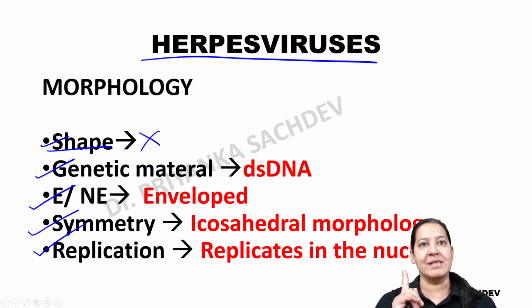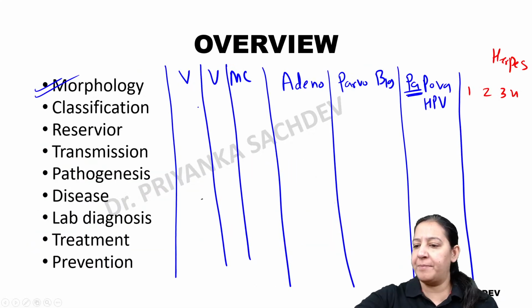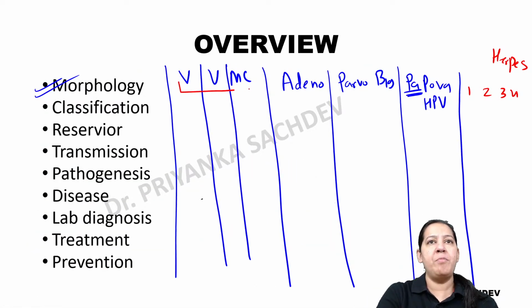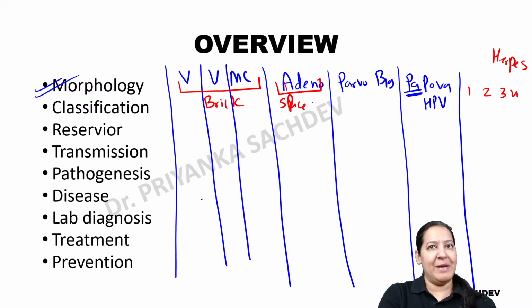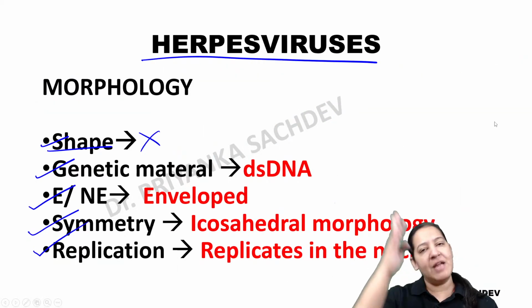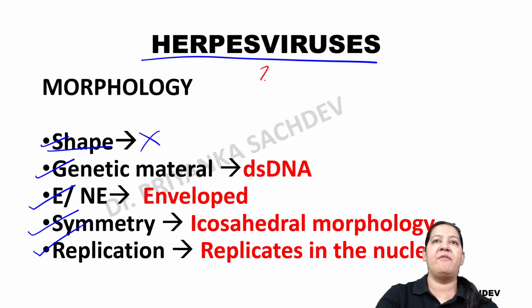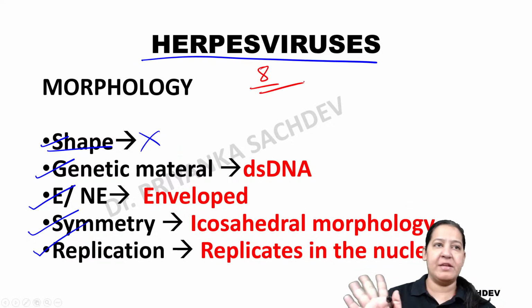Like pox virus was brick shape. These all were brick shape, right? You already know. These three are pox viruses. Here the shape was brick shape. Adenovirus had a specific shape, if you remember, space vehicle. There was no specific shape here, no specific shape here, and there is no specific shape here. So these things I am telling you in general for all 8 types of herpes virus. So there is no particular shape.